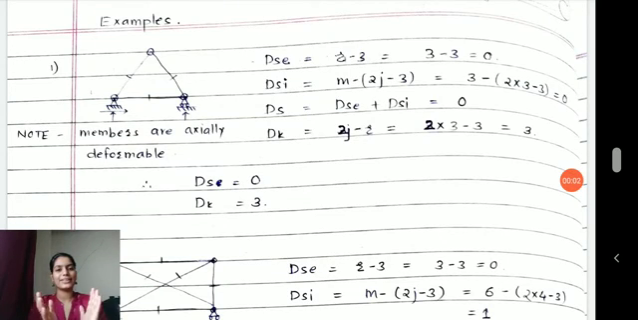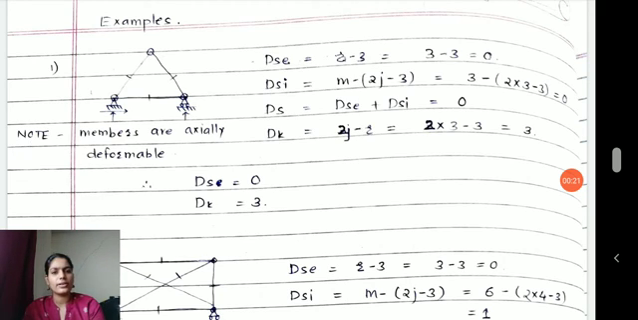Hello students, welcome back to structural analysis lessons, and today we will see some of the sums based upon structural indeterminacy. It can be a kinematic indeterminacy or it can be static indeterminacy. Let's try to solve some numericals.